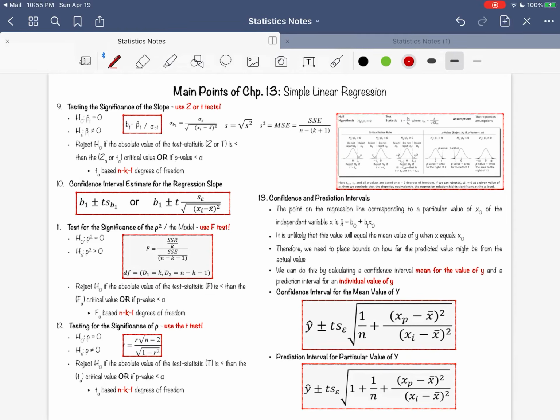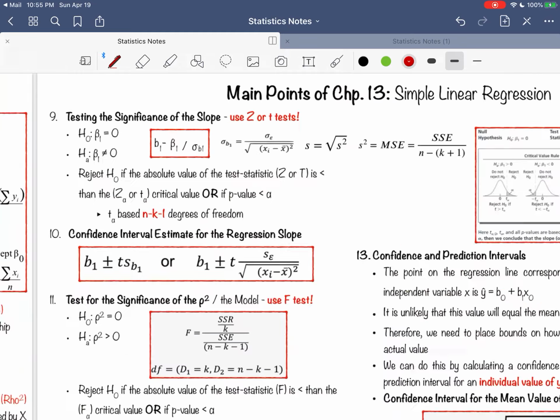So welcome back to part 2 of the video explaining the main points of chapter 13. In this video, I'll discuss the 3 types of tests that we're going to conduct in this chapter, as well as the 2 ways we can calculate confidence intervals. So the first test, and probably the most important and most tested test, is the test for the significance of the slope. So please pay attention to this one.